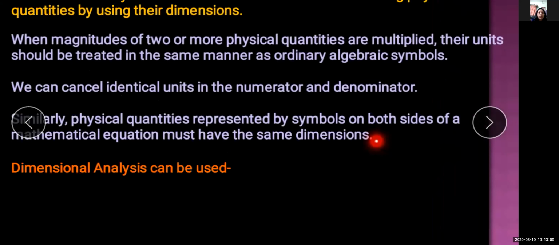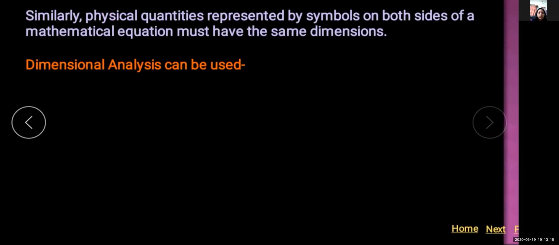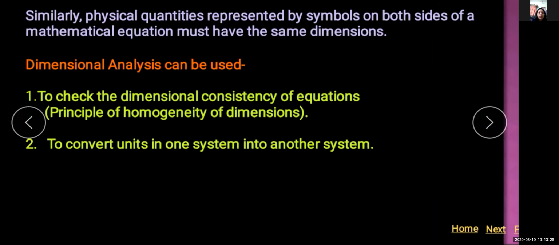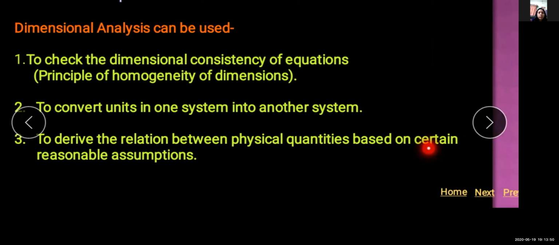Dimensional analysis, we can use dimensional analysis in three ways. It can be used to check the dimensional consistency of an equation, whether the given equation is correct or incorrect. This is called the principle of homogeneity of dimensions. Second, to convert units in one system into another system. If you are given energy in the CGS system and you are asked to convert it into the MKS system, we can convert it by using dimensional analysis. And third, to derive the relation between physical quantities based on certain reasonable assumptions.